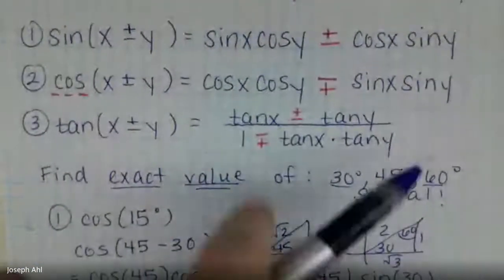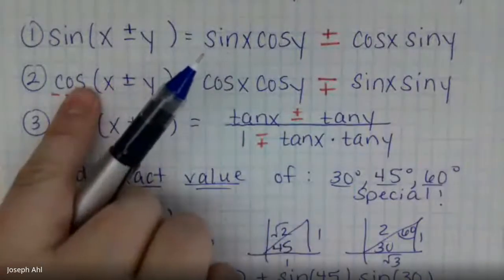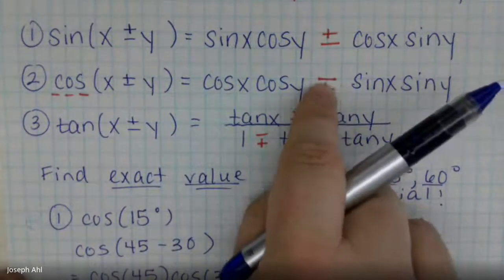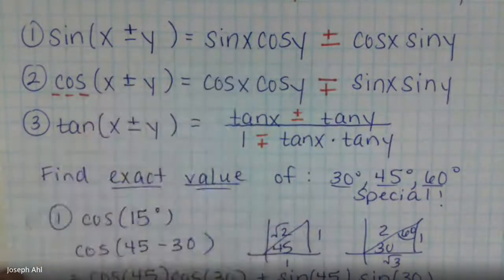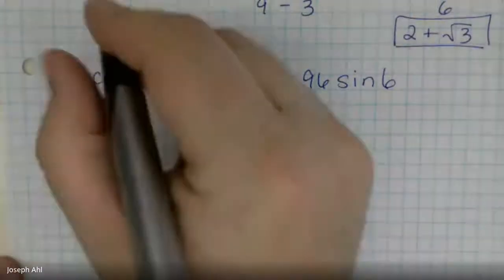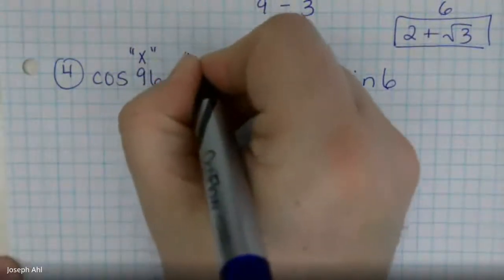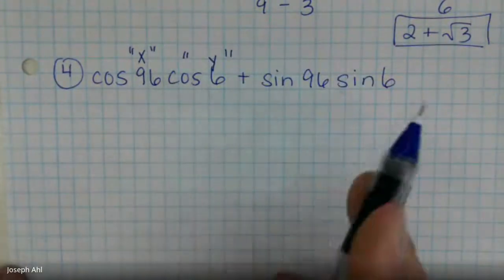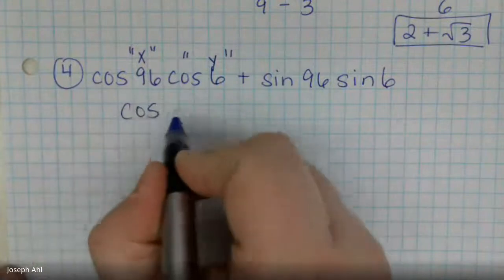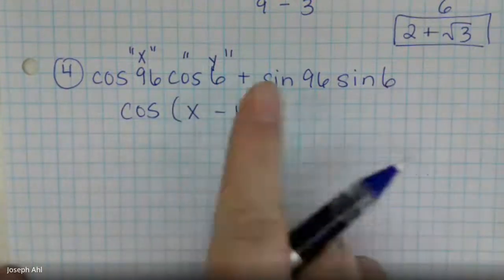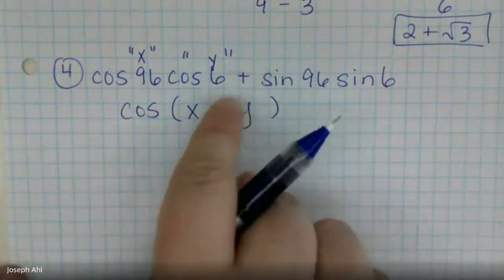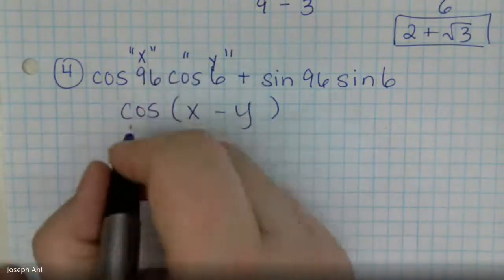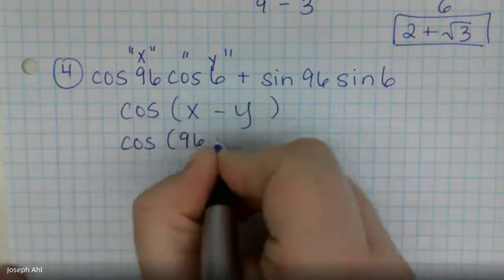If it's cosine, cosine, sine, sine, it's going to be a cosine formula. It's important to remember, too, that with cosine, the middle sign is different from what we're actually doing with the two angles in question. So this is the angle x, and this is the angle y over here, the 6. So when I do cosine, cosine, sine, sine, this is the same thing as saying cosine of x minus y. Because remember, for cosine, that change of sign there, if it's plus, it's really the difference of two angles. What are the two angles that we're subtracting? How about 96 minus 6?